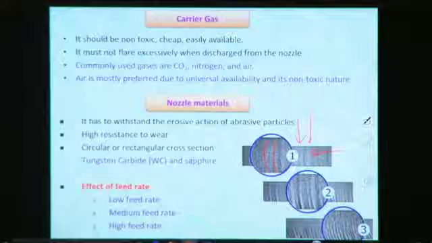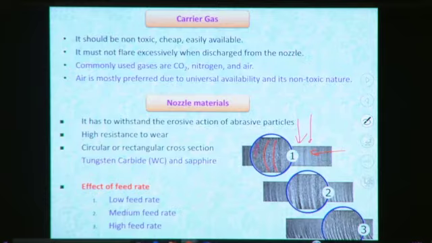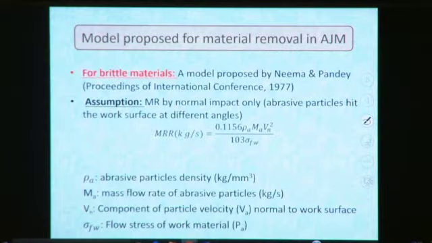Here you can see that at low feed rate, in case 1, the striation marks are very few. But when you use high feed rate, this is the medium feed rate and this one is the high feed rate, at high feed rate we can see that the striation marks are prominent. Because we are moving this abrasive jet with a very high velocity, this kind of striation marks are generated in the abrasive jet machining process.